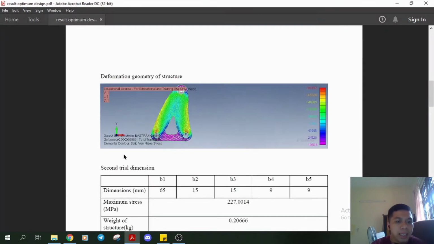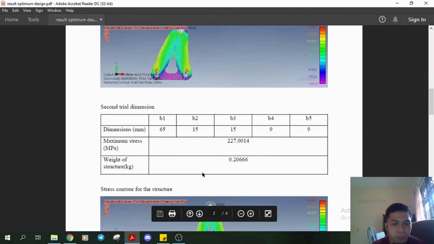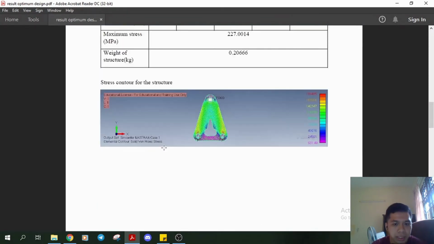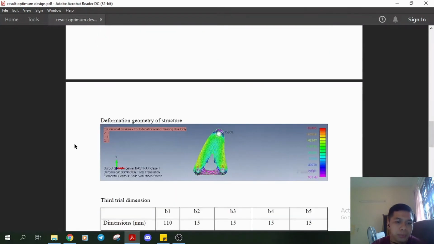And we use the second trial, where we change B1 to 65, B2 and B3 15, and B4 and B5 9 mm. The maximum stress we get is 227 megapascal and the weight is 0.20666 kilogram. And the stress contour for this structure is like this, and the deformation of the geometry is as we can see.